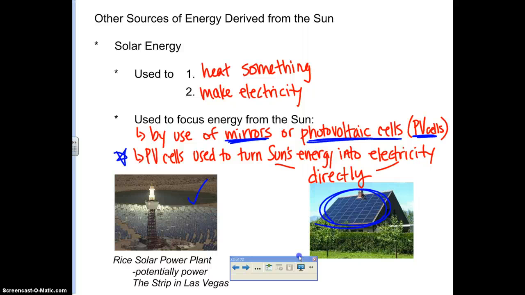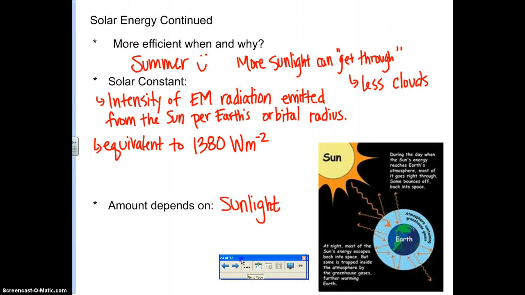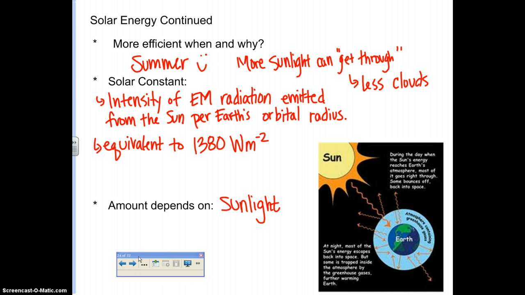They also have this in Spain. Spain has another solar power plant that they use. I believe it is Madrid, but it might be Barcelona, although I'm pretty sure it's Madrid, that they use to power the energy for electricity for that city.